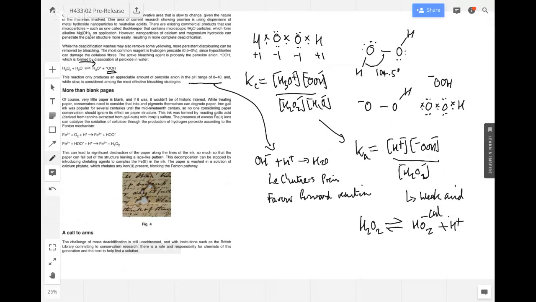And it then goes on to talk about the fact that this is more than a blank piece of paper. It's got pigments on it, and you've got to preserve the pigments as well, otherwise there's not much point to preserving just the paper. And it says presence of excess iron can catalyze the oxidation of cellulose through the production of hydrogen peroxide through this Bentham mechanism. So what we've got here is transition metals as catalysts.